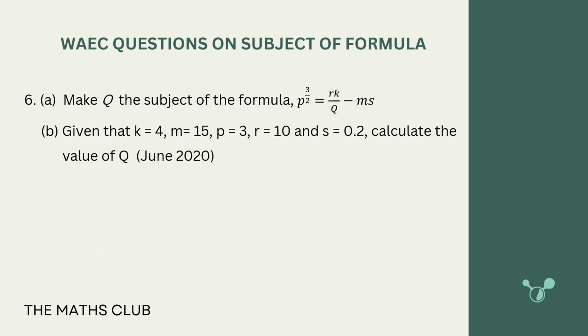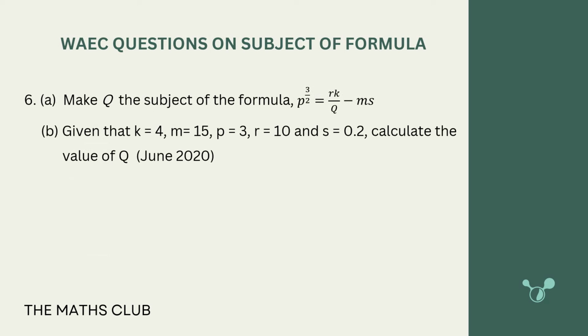Great. Next question is taken from 2020, and it says make q subject of formula for p raised to the power of 3 over 2 is equal to rk over q minus ms, and given that k is equal to 4, m is equal to 15, p is equal to 3, r is equal to 10, and s is equal to 0.2. Calculate the value of q. I want you to pause the video and try it out yourself.